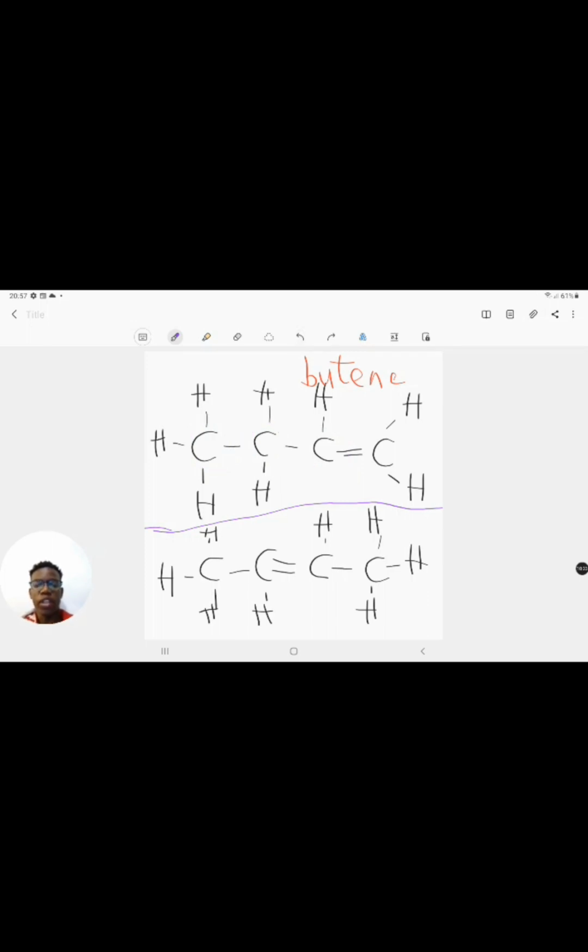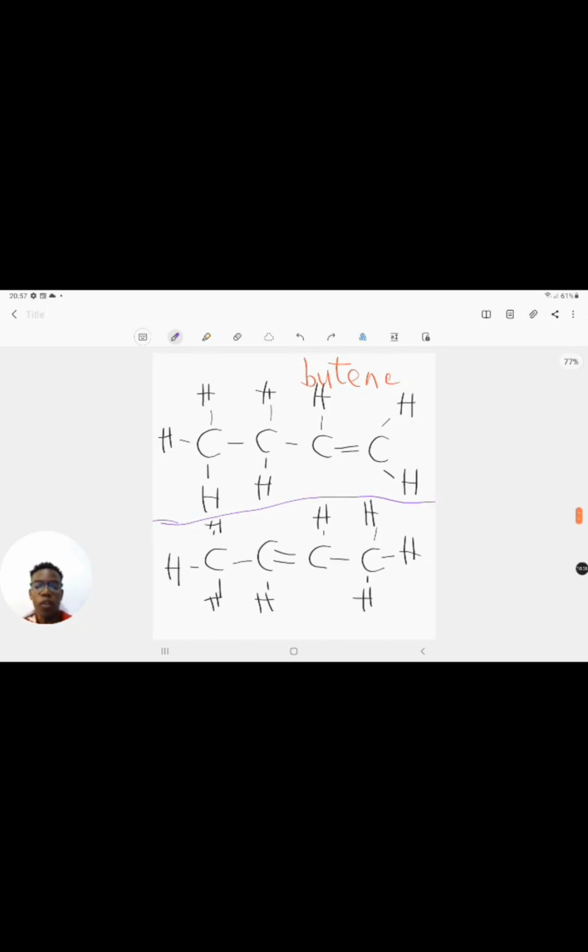Now, these two things have exactly the same formula, but they have a different structure. You can see that all of them have 4 carbon atoms, and all of them have a double bond between adjacent carbon atoms. So both of them are called butene. This is called butene and this is called butene.